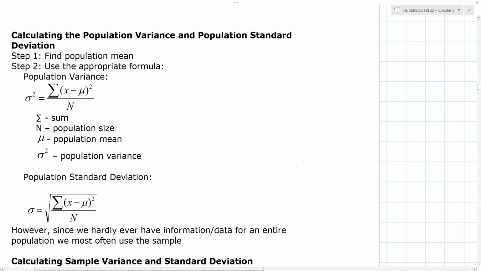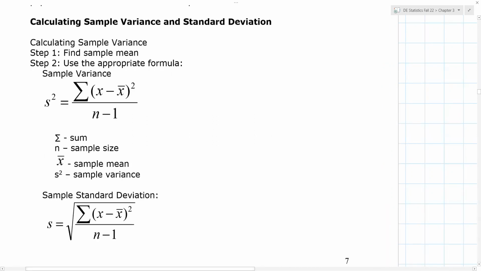And the sample formula is very similar, but there's a few key differences. One difference you'll see that's very easy to see is we no longer use mu, we now have x bar. They're still referencing the average, so the concept is still the same. However, because we're dealing with the sample, we need to make sure we're using the right variables.